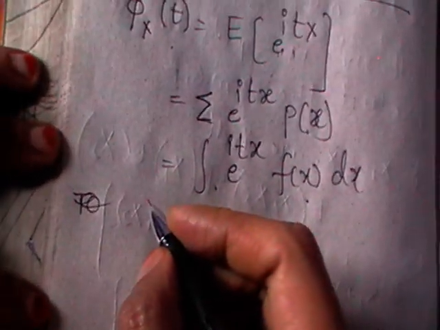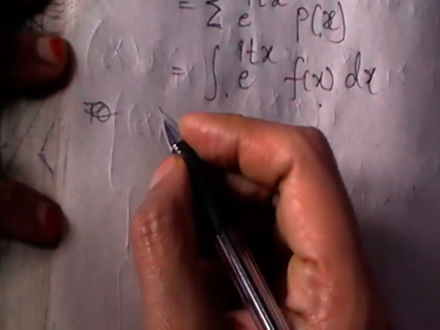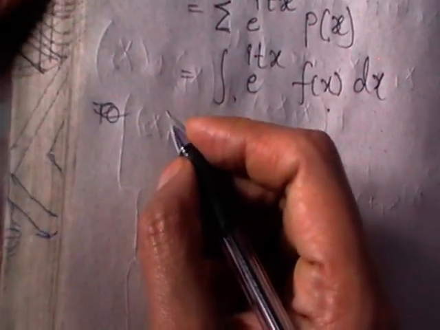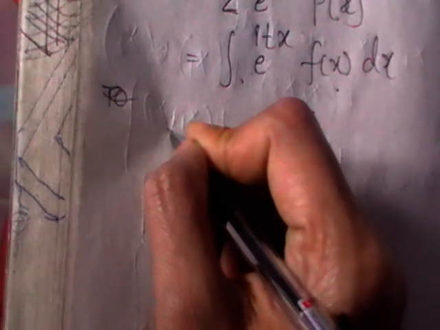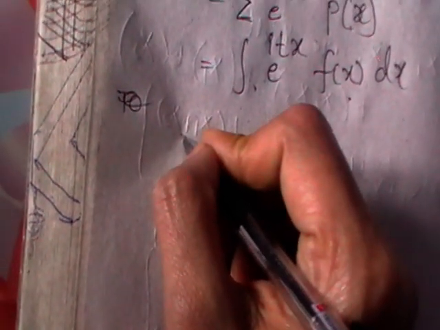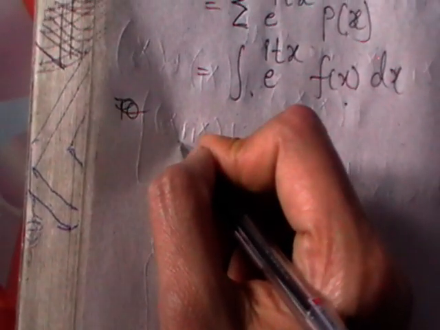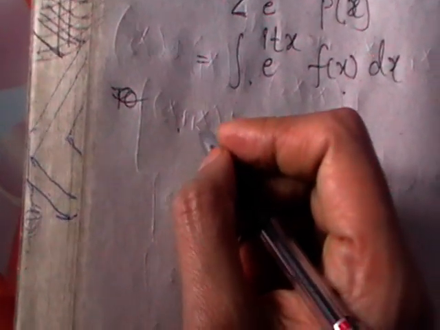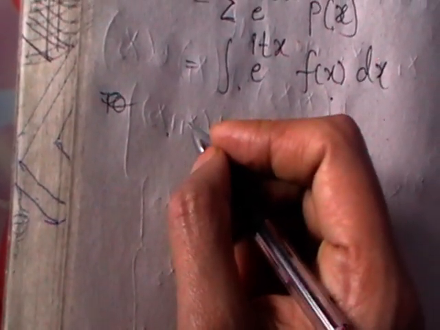How did we calculate moments from MX(t)? We calculated moments from MX(t) by taking the coefficient of t power r by r factorial, or by finding the derivative: mu r dash is equal to d power r by dt power r of MX(t).